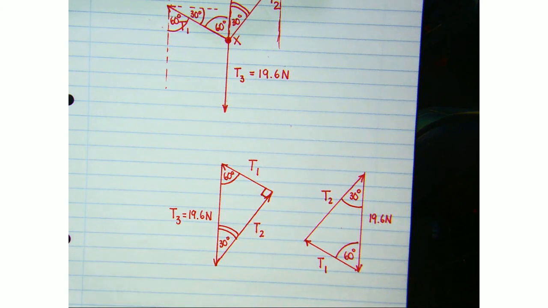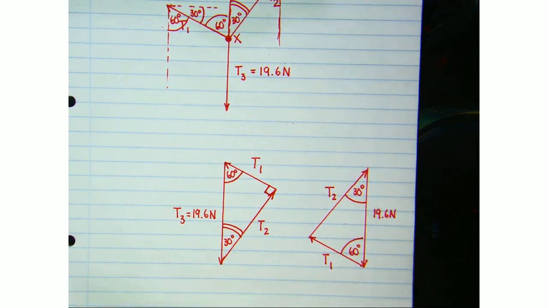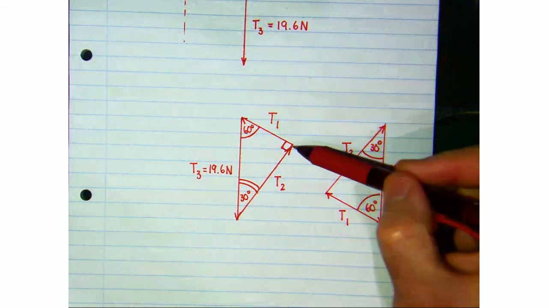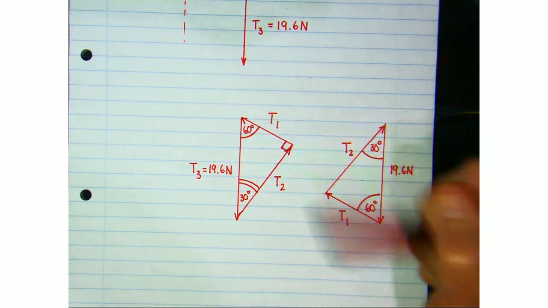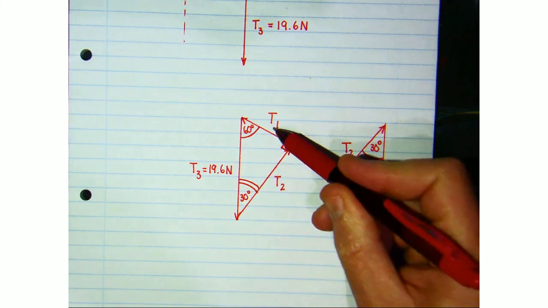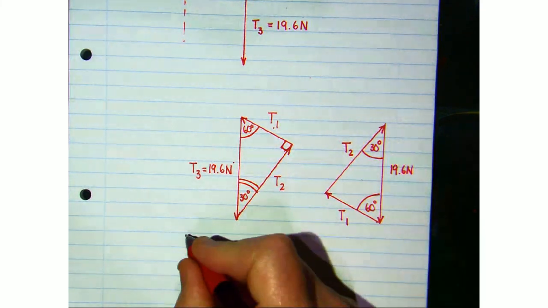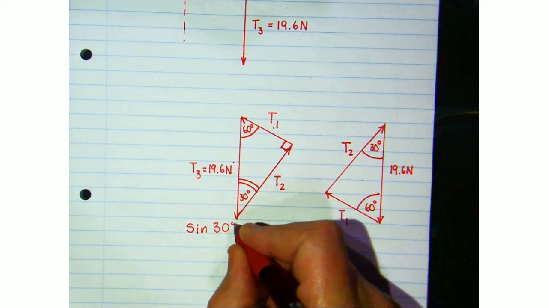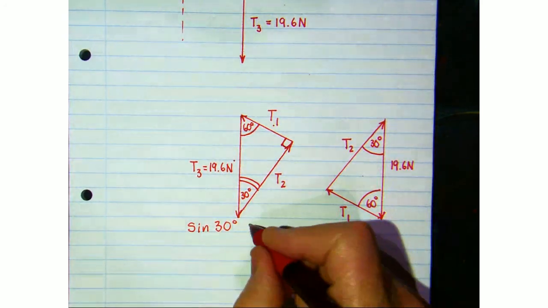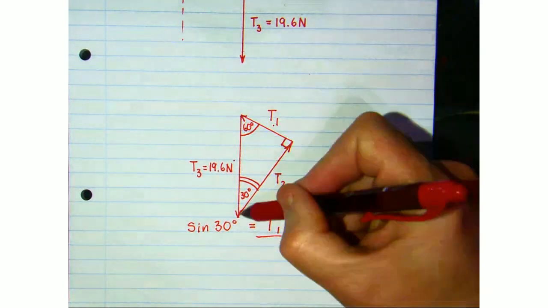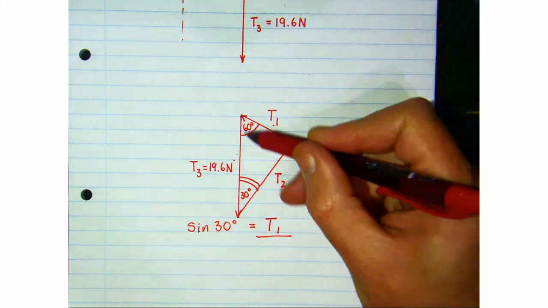Okay, so once you've drawn your triangle, then it's an easy solution. We're looking for T1 and we're looking for T2, and we've got this right angle triangle. So we can use trig ratios. Sine of 30 would be opposite over hypotenuse. Opposite is T1. Hypotenuse is the longest side, it's always opposite the right angle, and that's 19.6.